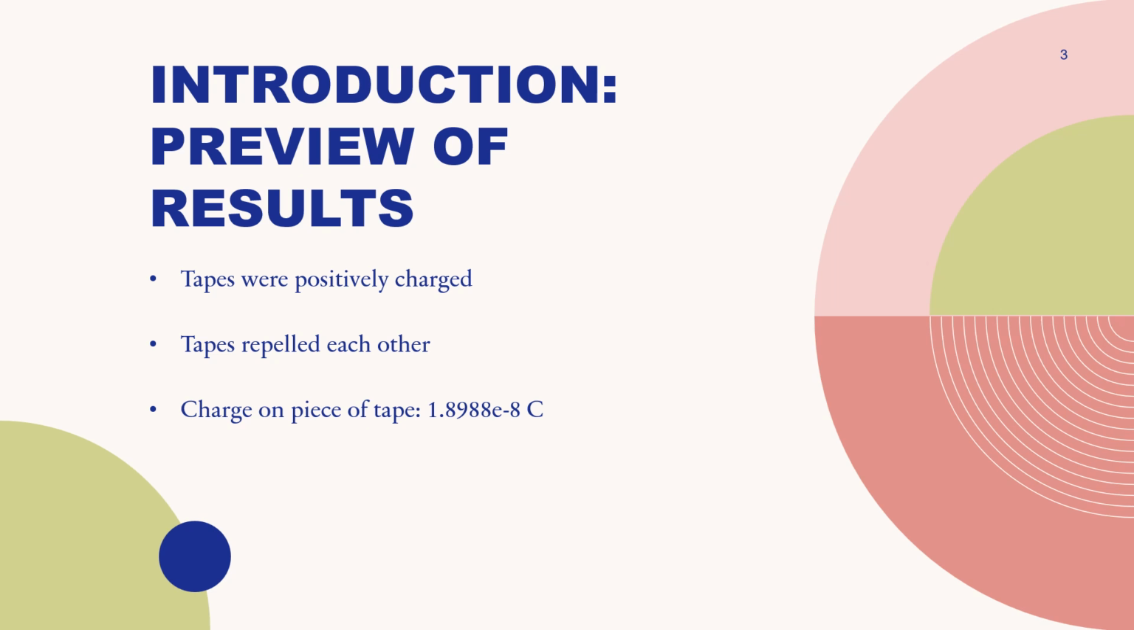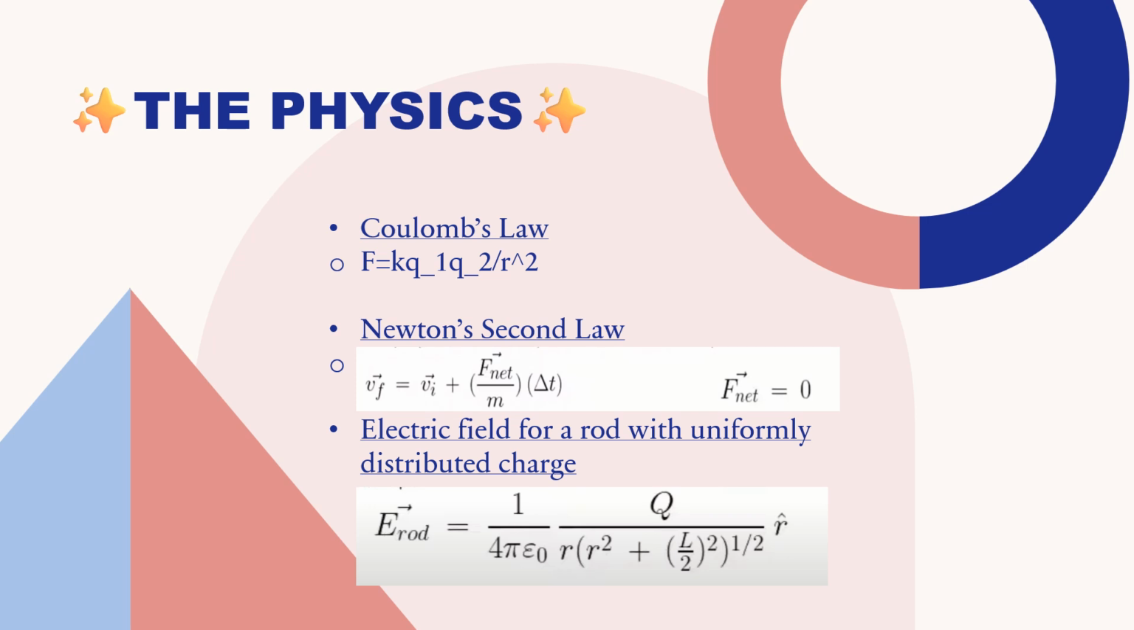For our preview of results, the tapes were positively charged, they repelled each other, and the charge per piece of tape was 1.8988 times 10 to the negative 8 coulombs. For the physics principles, we use Coulomb's law, which is F = kQ1Q2 over r squared. We also use Newton's second law. And then lastly, the electric field for a rod with uniformly distributed charge.